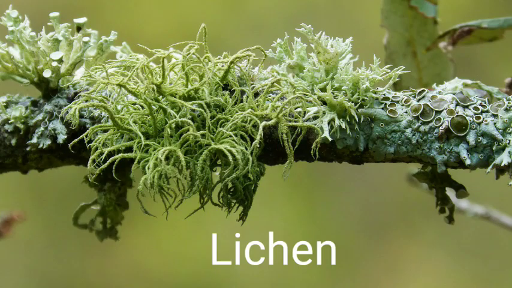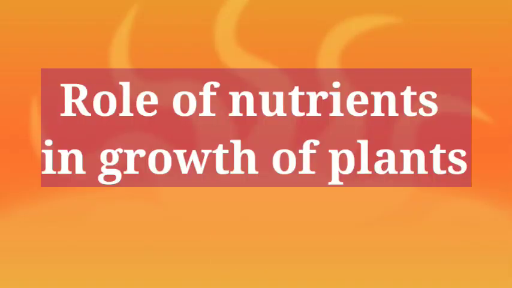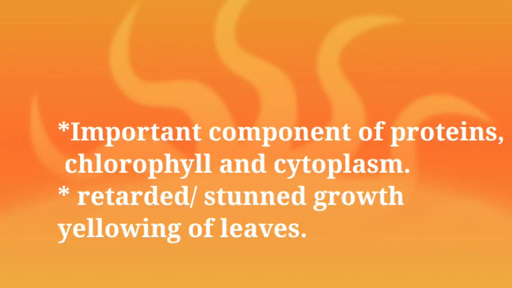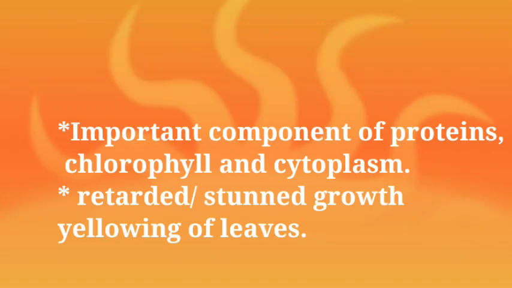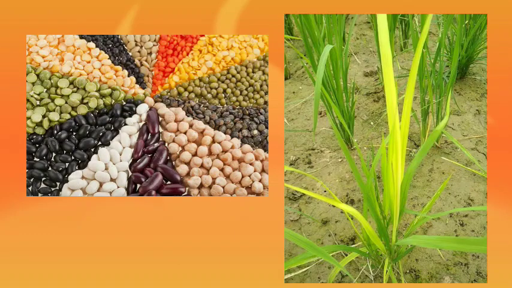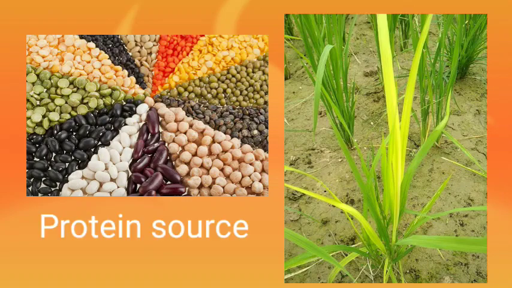Now let's discuss about different nutrients which are required for the growth and development of plants. First one is nitrogen. Function of nitrogen is it is important component of proteins, chlorophyll and cytoplasm. Deficiency of nitrogen in plants causes retarded or stunted growth and yellowing of leaves.